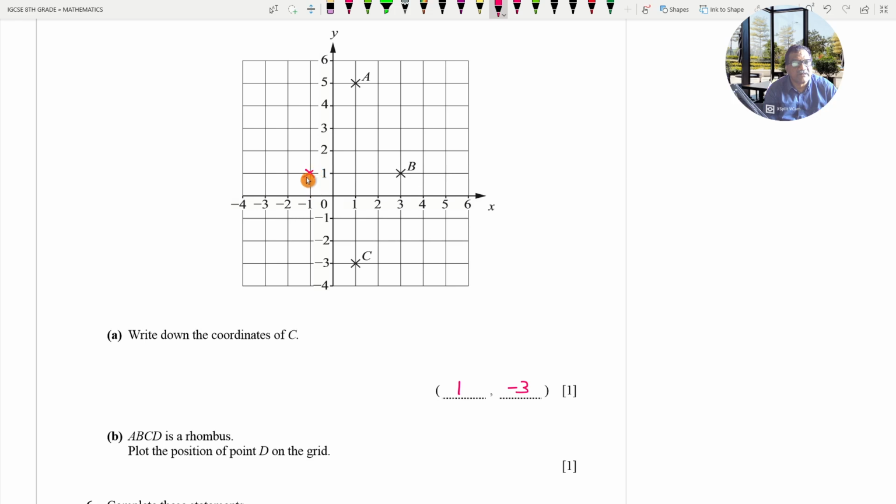At this point, if I take D and join this, it happens to be a rhombus. No need of joining, but you can see that it's a rhombus. So you have to plot the position of D. We have plotted it already, so that's the position of D. D will have coordinates -1, 1.